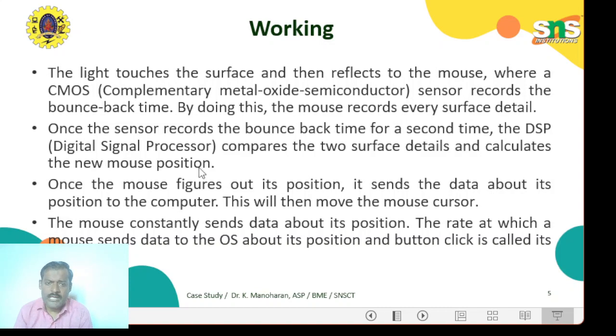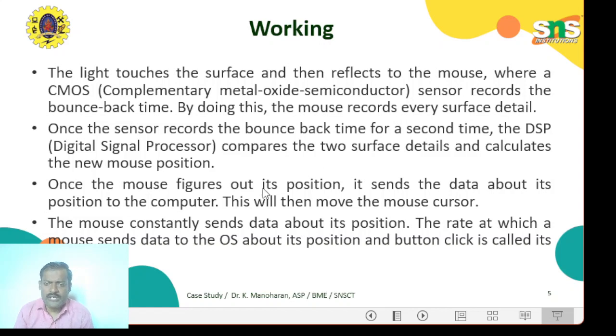So, simply, we use these CMOS transistors. Here it senses the light and correlates the bounce back time, the reflecting time. By doing this, it can identify the surface. Once the sensor records the bounce back time, for a second time the digital signal processor compares the two surface details and correlates the new position, the mouse movement.